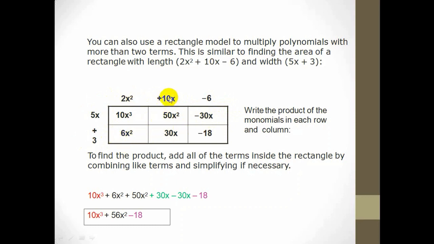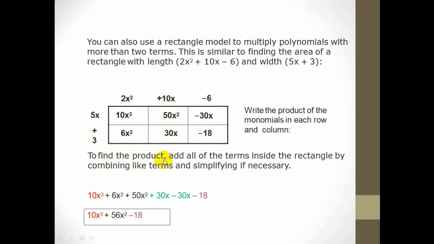For this rectangle, this is the length and this is the width. So 10 multiplied by 3 multiplied by x is equal to 30x. And now minus 6 multiplied by 3. Minus 6 is the length of this rectangle, and 3 is the width of this rectangle. So 3 multiplied by minus 6 is minus 18.